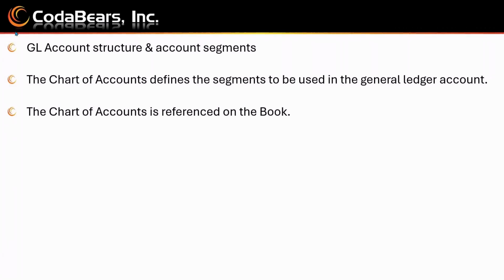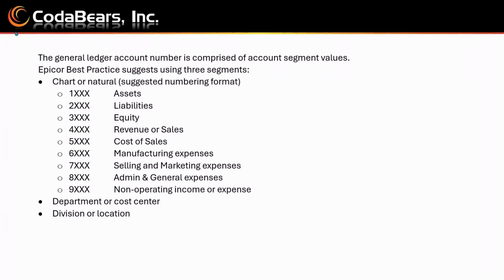The chart of accounts is referenced on the book as one of the tables on the book, along with the currency and the calendar. The general ledger account is comprised of different segments, and again, Epicor best practice suggests using 3 segments in this format. The first digit starting to identify where it is on our financial statement. And the second segment could be department or cost center. The third segment would be division or location.